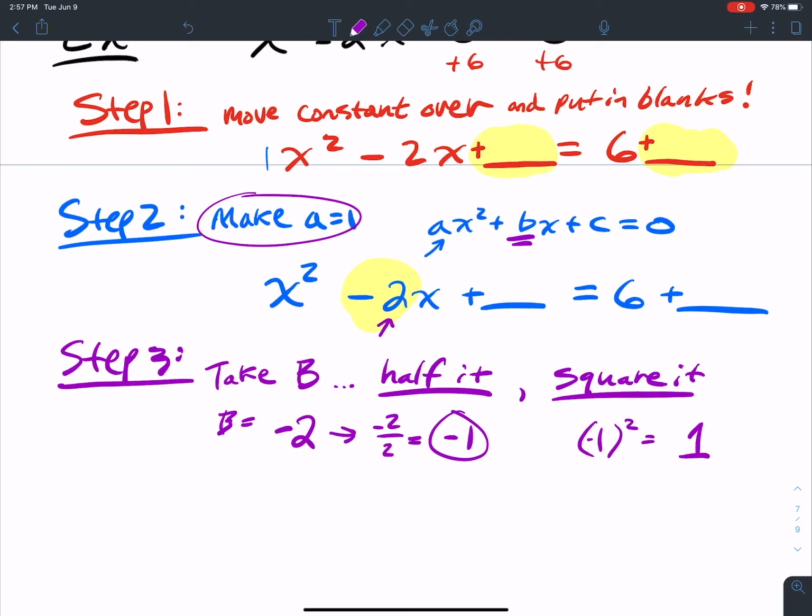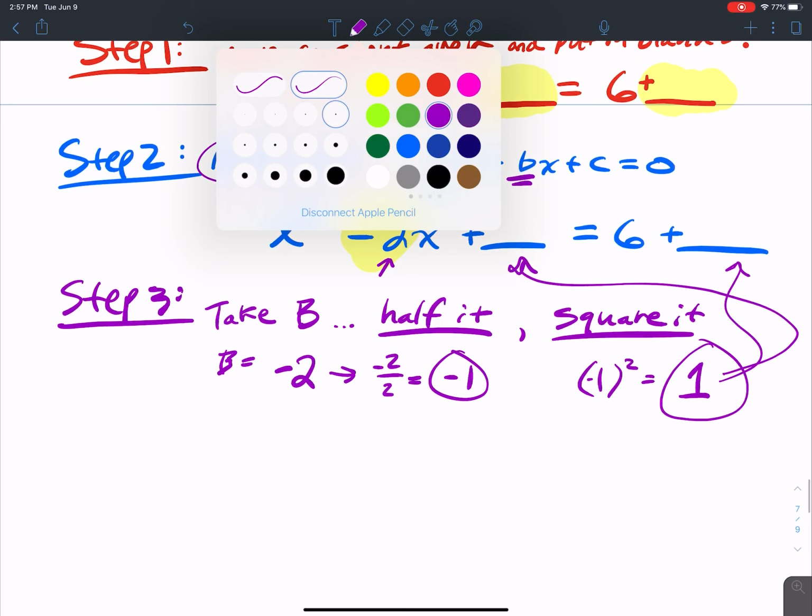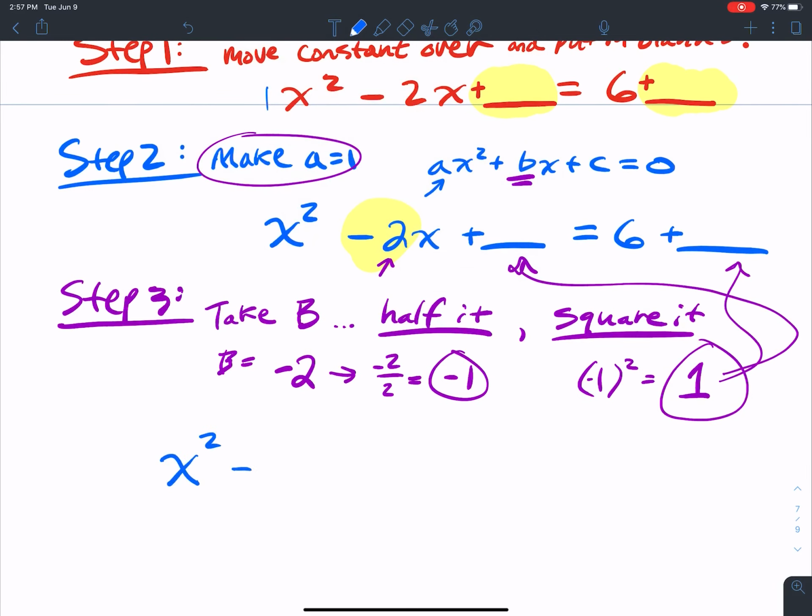Okay? Now, what do I do with this number? This is the number that I put in my blanks. All right? So what do I have? I have x squared minus 2x plus blank equals 6 plus blank. What goes in the blank? The 1 goes in the blank there.